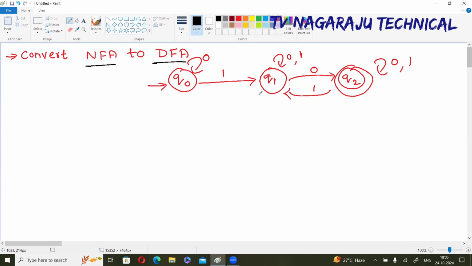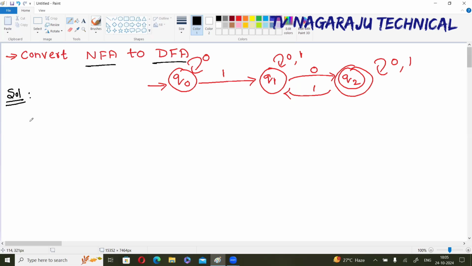Now, this is the given NFA. Observe for state Q0, with 0 we are moving to Q0 and with 0 we are moving into Q1. Suppose at Q1, with 1 we are moving into Q1 and Q2. So this is NFA. Now, I am converting.